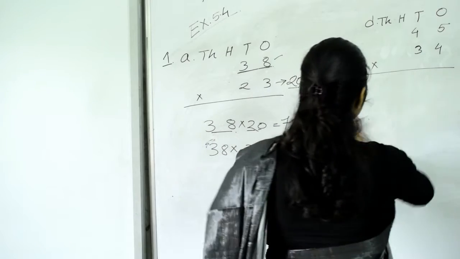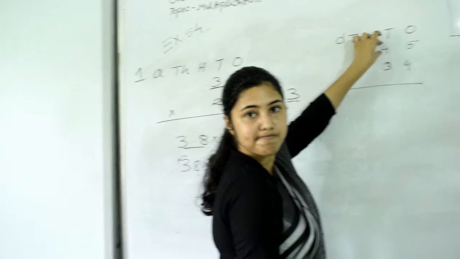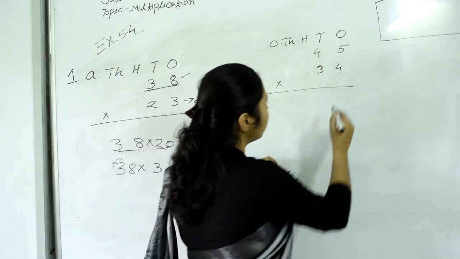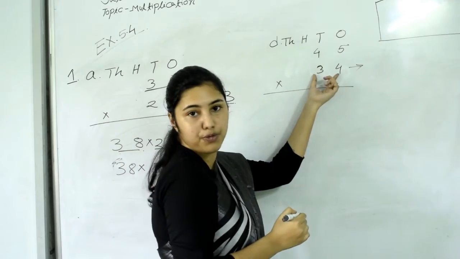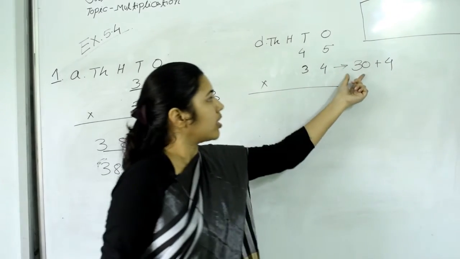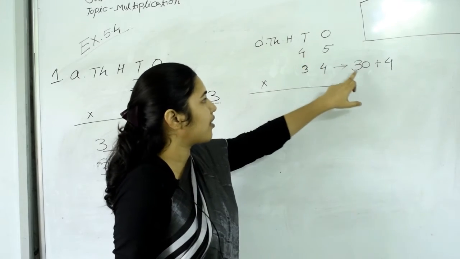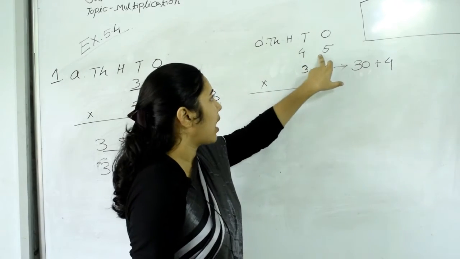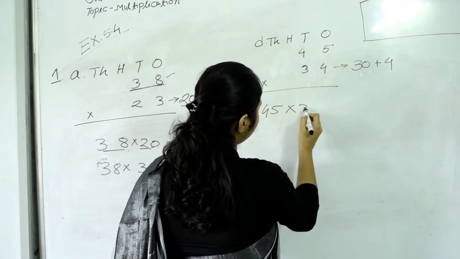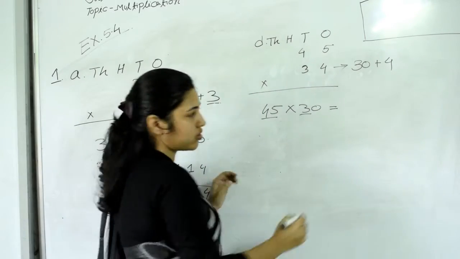Now in the next case, again here 45 is our multiplicand and 34 is our multiplier, right? So first split 34 as 30 plus 4. Okay, 30 is a multiple of 10. Now multiply first 45 with 30 and then 45 with 4. So first 45 into 30 equals, now again 45 into 3.